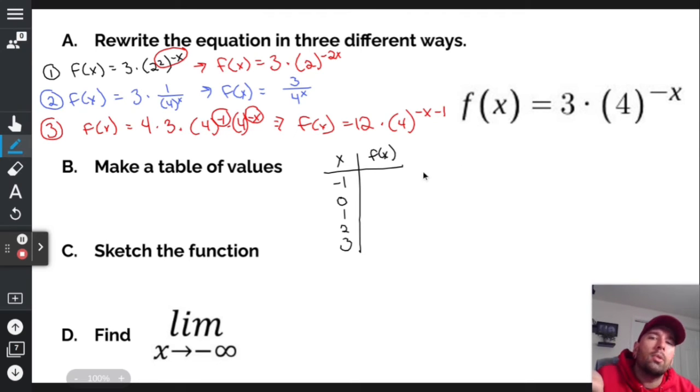Bear with me. Okay. If I want to plug in -1, this becomes 3 times 4 to the negative 1... 3 times 4 to the first is 12. If I were to plug in 0, this becomes 3 times 4 to the 0, which is 3 times 1. If I were to plug in 1, this becomes 3 times 4 to the -1, which is 1 over 4. So that becomes 3/4.